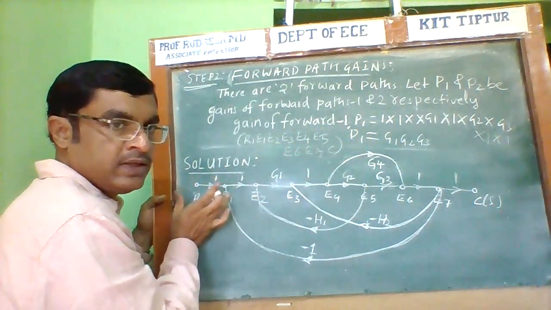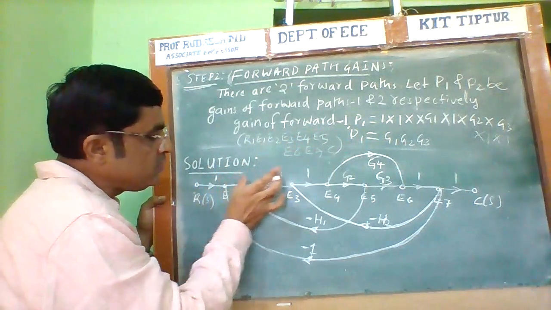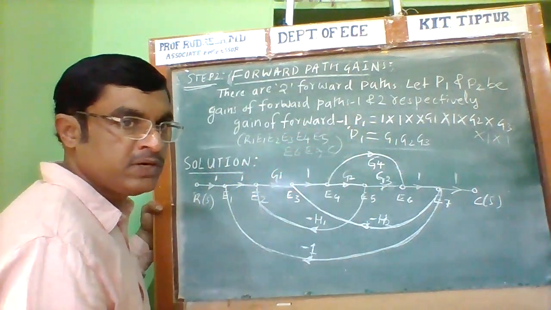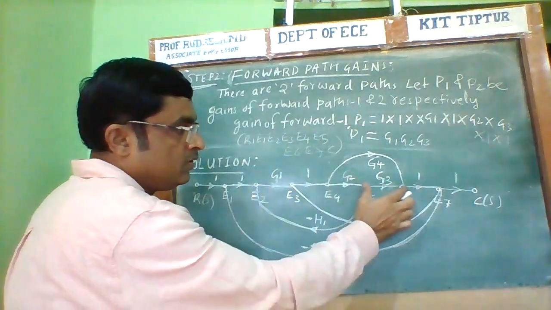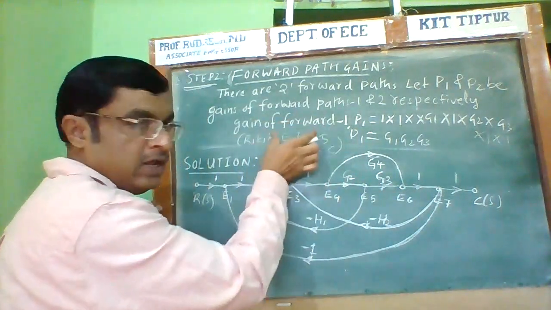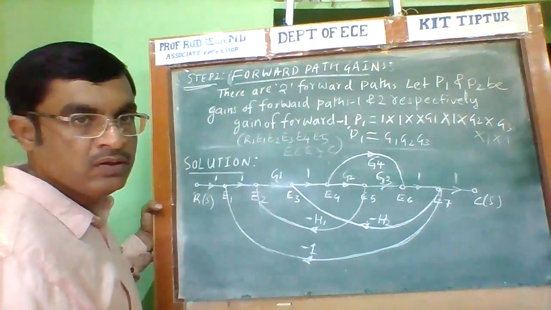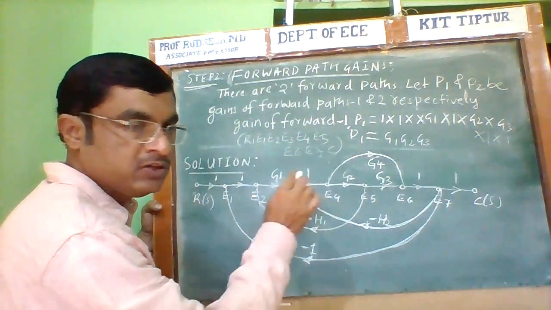In order to calculate the gain, we need to multiply the branch gains or transmittances. Both transmittance and gain are the same. The forward path gain is the product of the branch transmittances of that particular path.